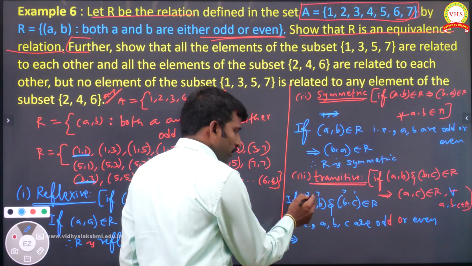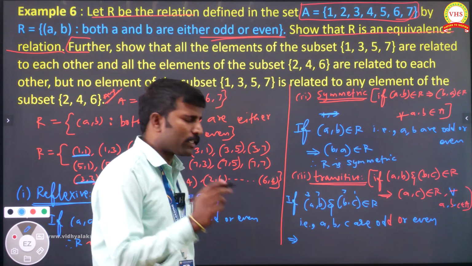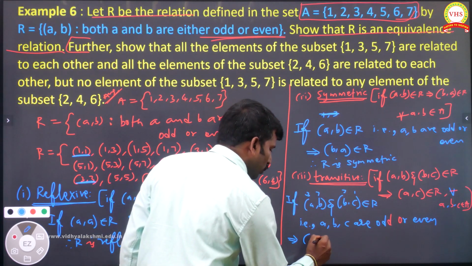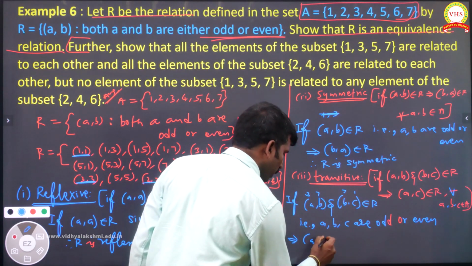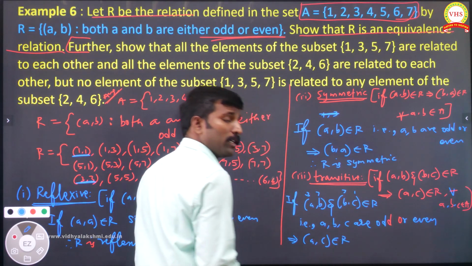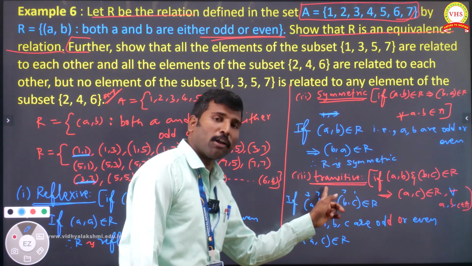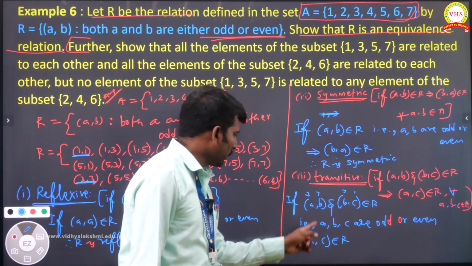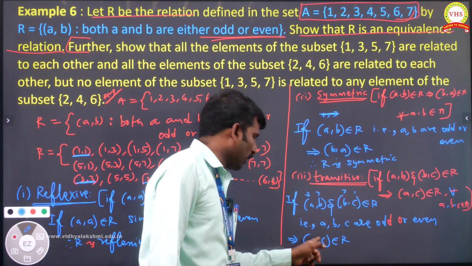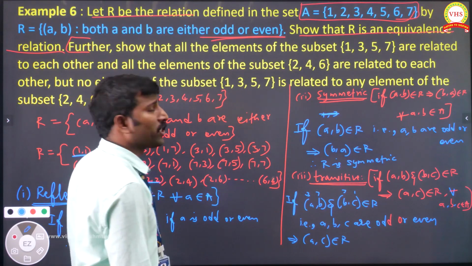So, if all the 3 numbers are odd, and I choose the first one and the last one, that should also be an odd number. Then this also will belong to R. Am I right? a is an odd number, c is an odd number, means surely it will be in the relation R.